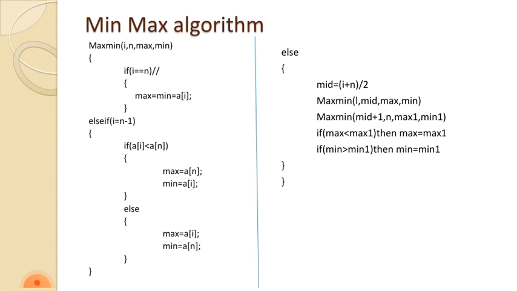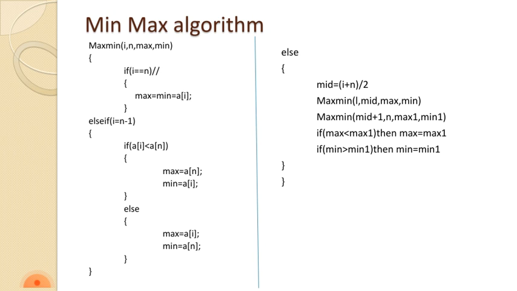If more than two elements are there, that is what the else part indicates, then we can divide into parts by using mid equals i plus n divided by 2 and finding the middle element. So find out the middle and divide into two parts. So the first part is the first element i to the mid, and the second part will be mid plus 1 to the last element, that is n.